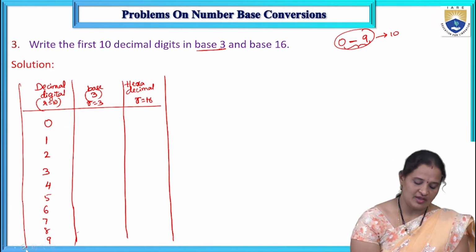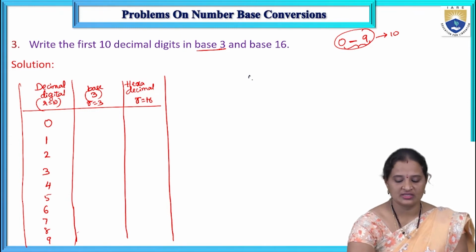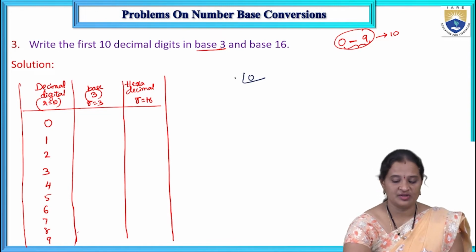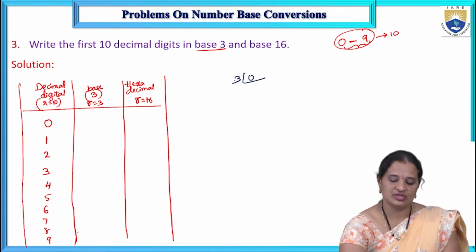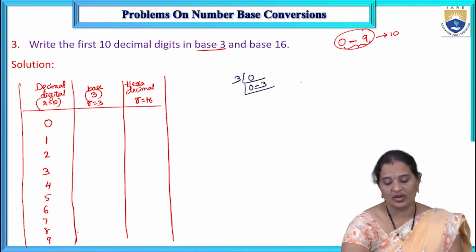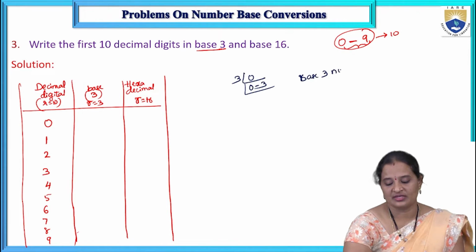So now I want 0 in base 3. How can I do this? Just perform the successive division by 3, because the resulting number system's base is 3. 0 is smaller, so I cannot divide this one. 0 times, and that will be 3. So one thing you have to remember, as it is a base 3 number system.